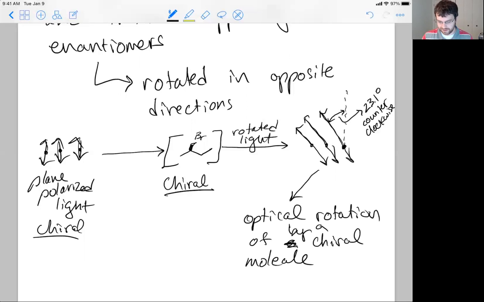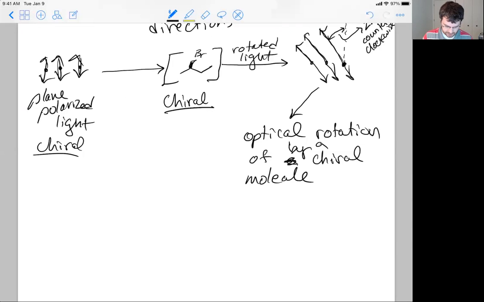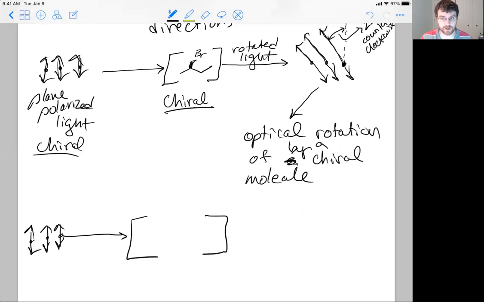Now, when I say different, I mean if we did the exact same experiment and we used the enantiomer of the above molecule. So the enantiomer is going to be the mirror image structure, or the structure drawn in its original depiction, but flipping all of the wedges and dashes. Those are the same.